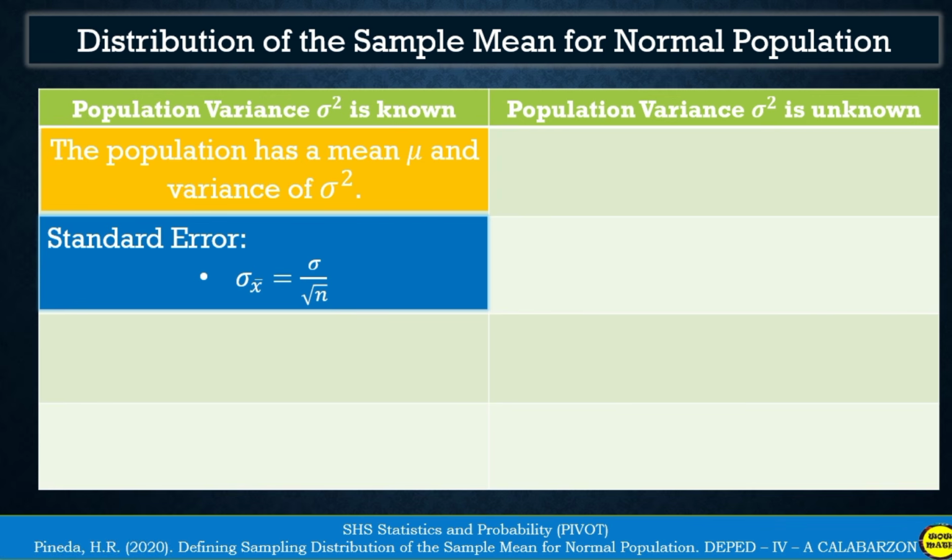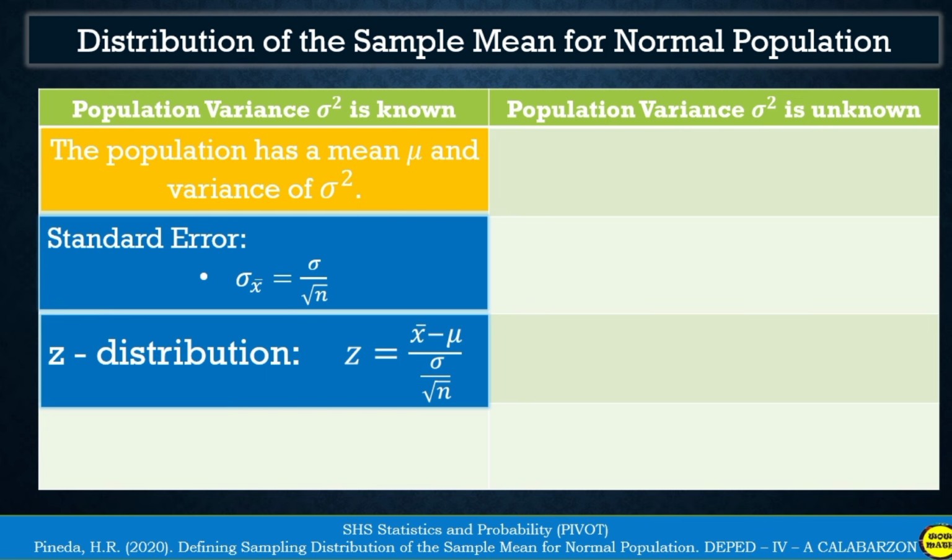To determine the probability of a certain event, we can use the Z distribution, by transforming the mean of the sample data to an approximately normal variable Z using this formula. Again, to determine the probability of a certain event, we use the Z distribution when the population variance is given. Remember that this distribution can be applied for large sample sizes.